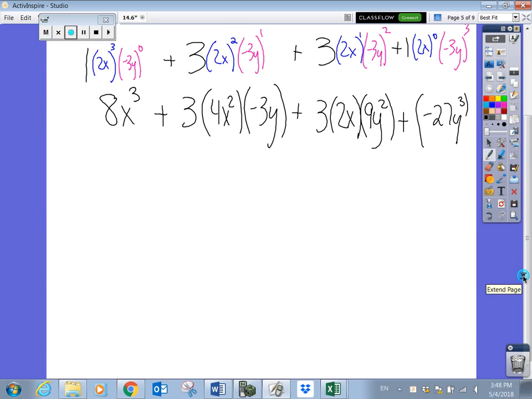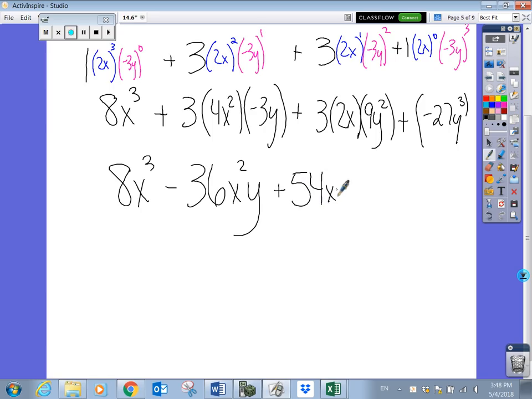So now one more step right here. First one, 8x to the 3rd. Then we have a 3 times 4 times 3, so that's negative 36x squared y. Then we have a 3 times 2 times 9, so plus 54xy squared minus 27y cubed. So there is your completely expanded binomial.